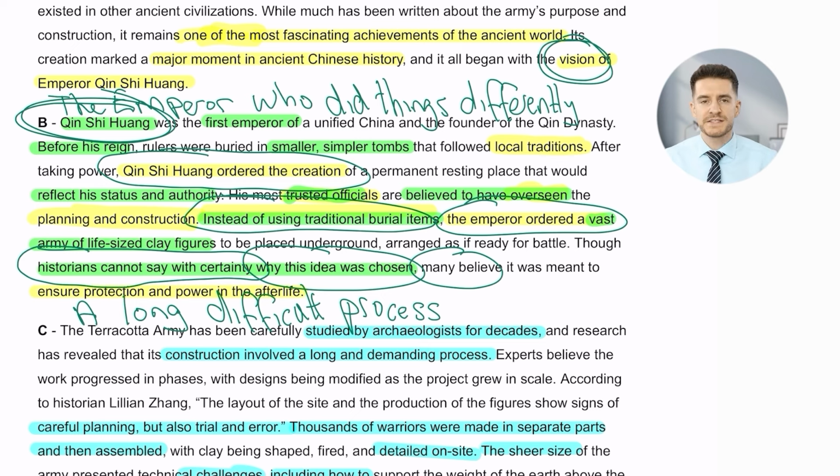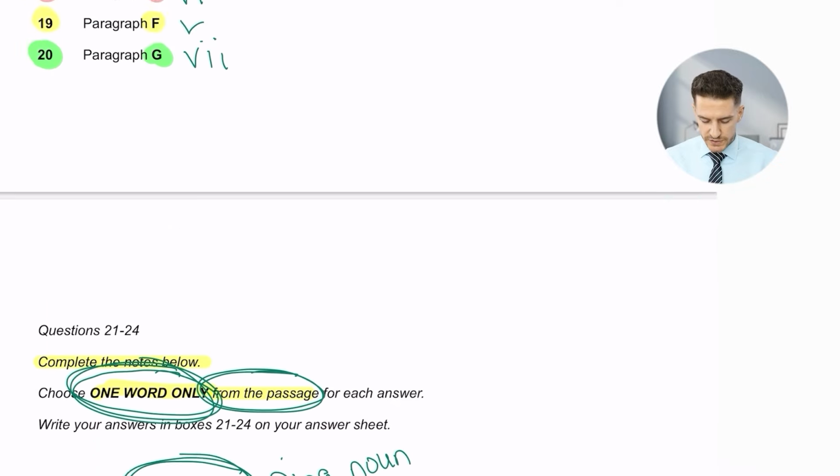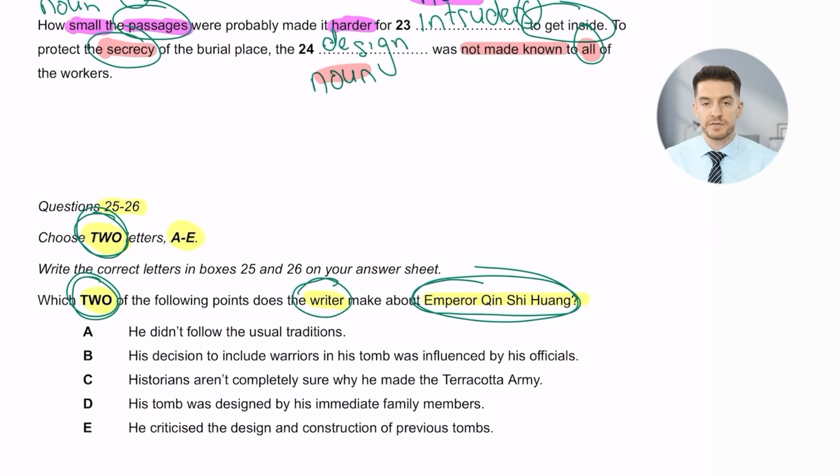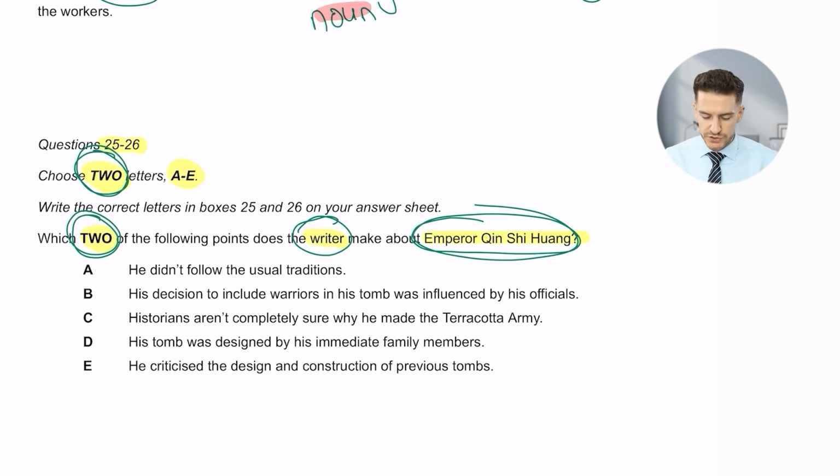So we've got some basic ideas about the emperor now. Let's go back and see if we can find the 2 correct points. When we're doing this, we can simply use the process of elimination. So we can look at the 2 points here, and choose which ones are correct and which ones are not correct. So the first one says he didn't follow the usual traditions.